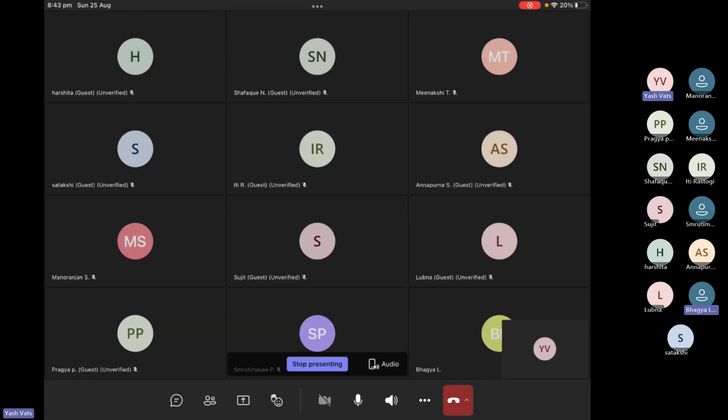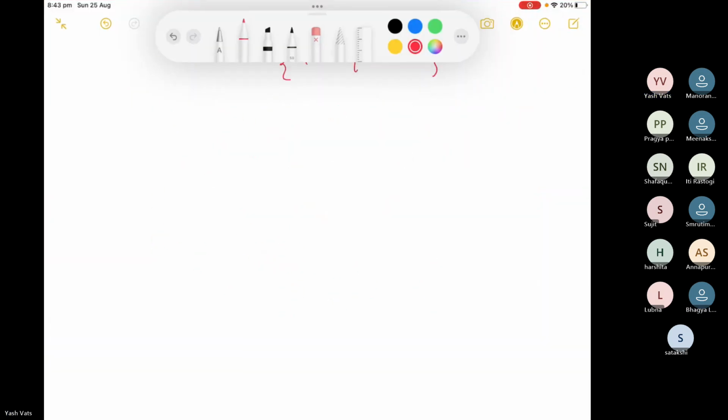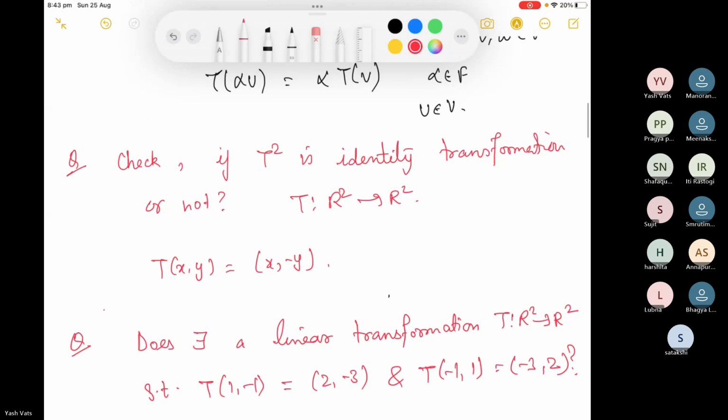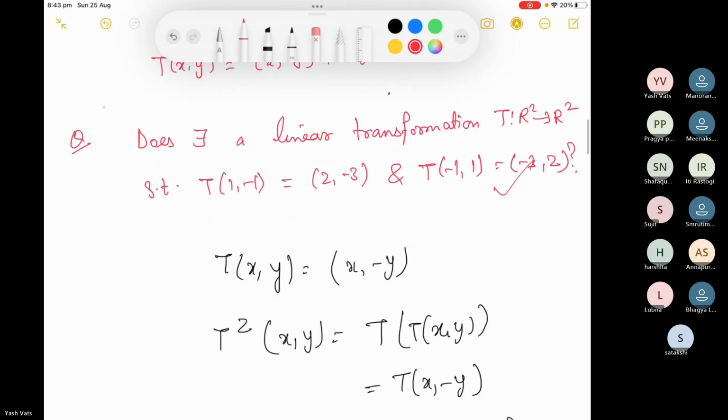Can you explain the first question? Which question? At the start, the first slide, the linear transformation one. Not that one, the second one below. Yes. In this question, you have to prove whether there exists a linear transformation or not. You are given the value of T at a particular point, and the second value is also given, but you can derive the second value from the first one, right?